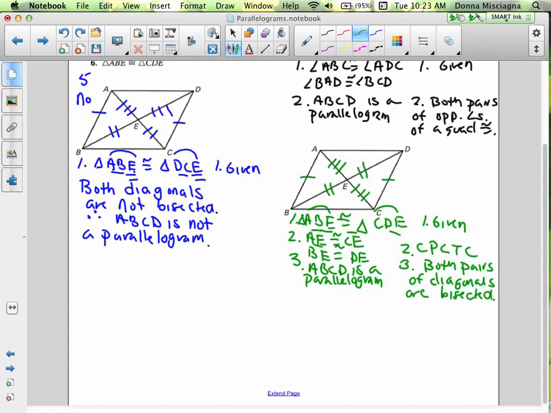All right, so here we did three of them as proofs, right? And then we had three no's. All right, so now let's go on and do a few more.